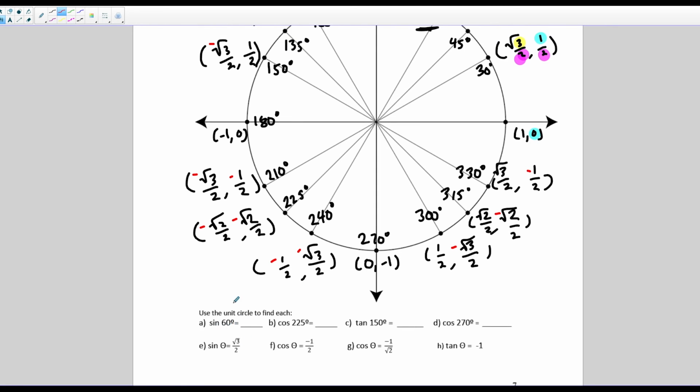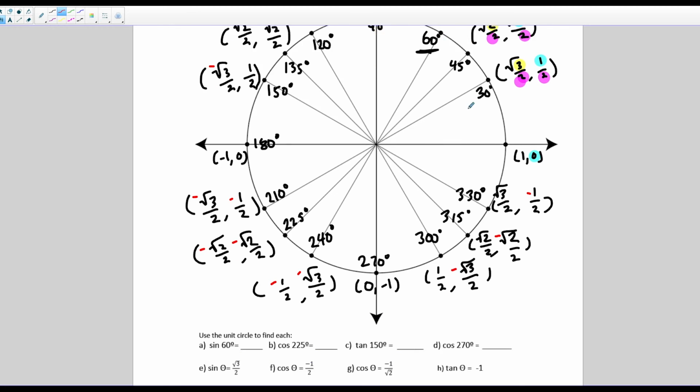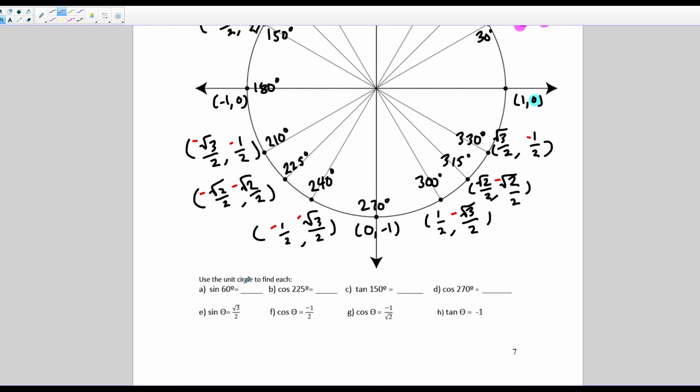So looking at sine of 60. Sine of 60, we're looking at this ordered pair, and our sine of theta is our y value. So that just means we're looking at square root of 3 over 2. Cosine of 225, we're looking down here at 225. Cosine is our x value. So now we can write that the exact value of cosine of 225 is negative root 2 over 2.